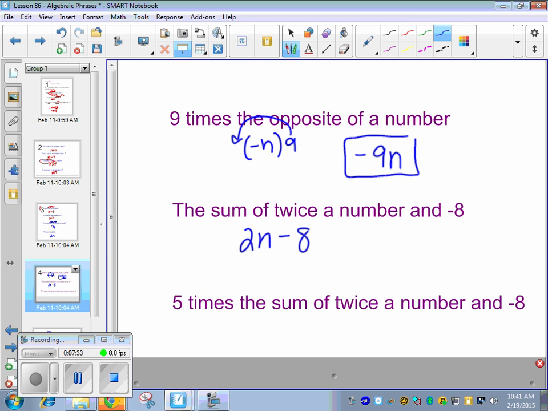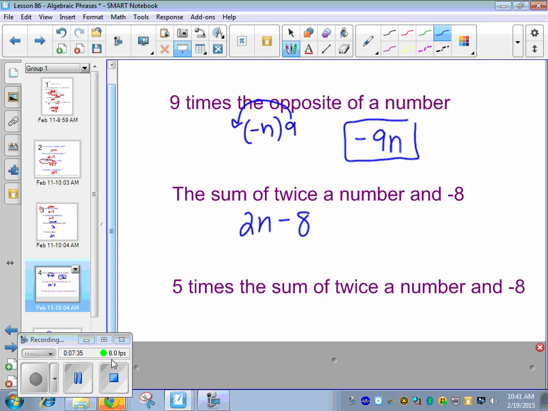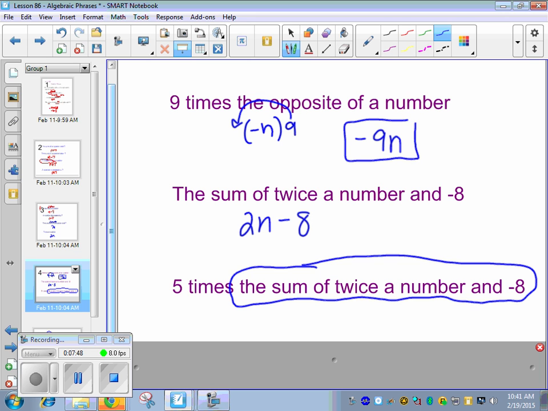All right, 5 times the sum of twice a number and negative 8. Okay, 5 times the sum. This one's hard. Write this one down. Okay, we just did this piece right here. The sum of twice a number and negative 8, right? Peyton, what did we get for the sum of twice a number and negative 8? Good. So all we need to do is what? To add on this beginning part. Harper, what do you think?